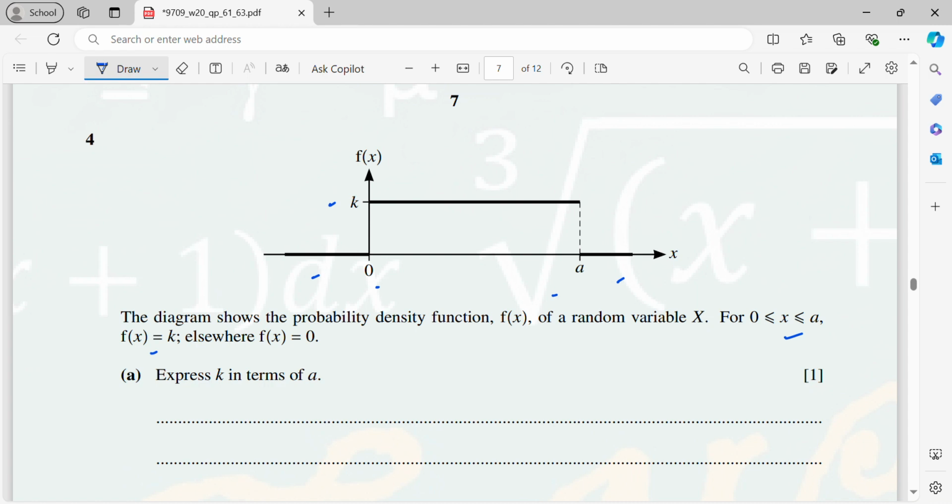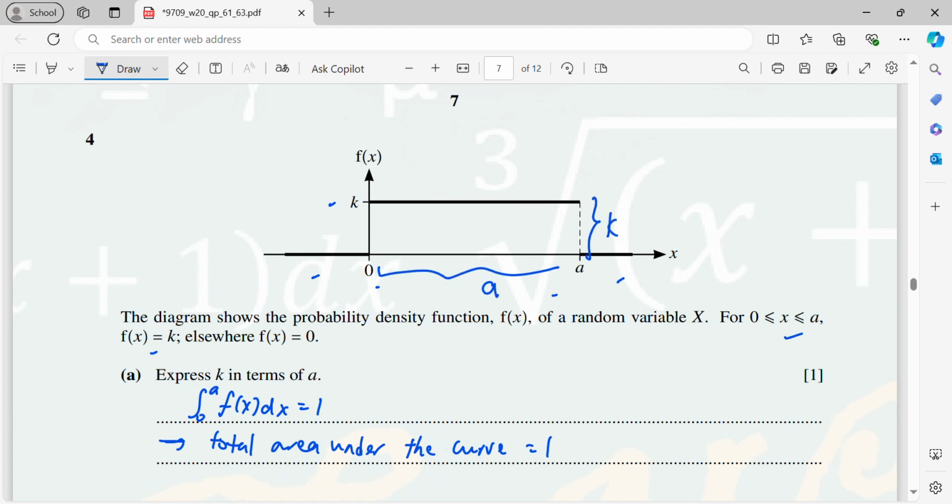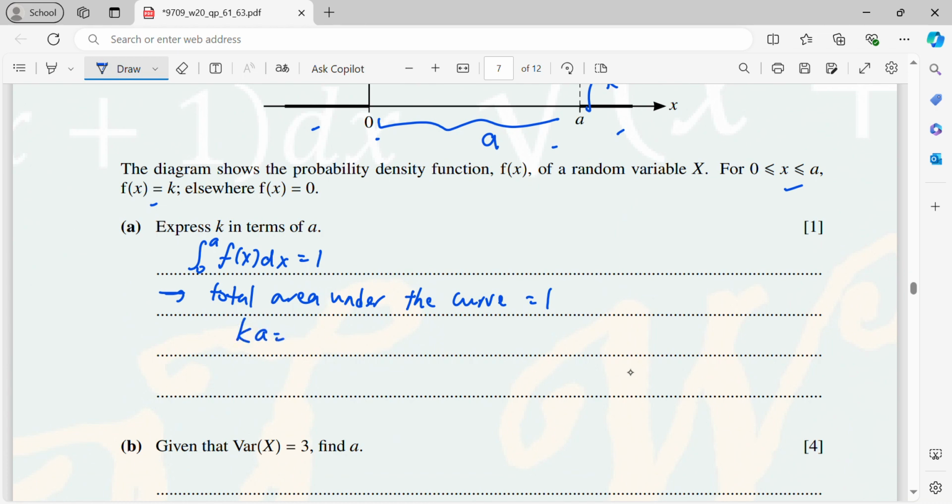We know that the total probability is 1. Because it is given, the integral from 0 to a of f(x) dx is 1. That means the total area under the curve is also 1. From here I know that this is a, and here is k. Therefore, k times a equals 1. Hence k is 1 over a. That is the solution for the first part.